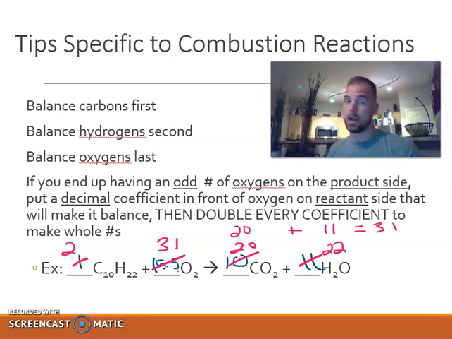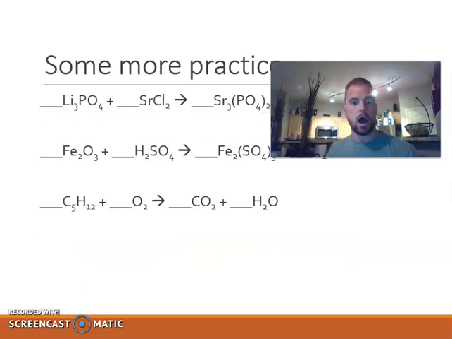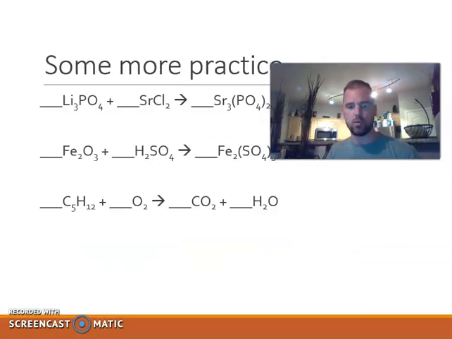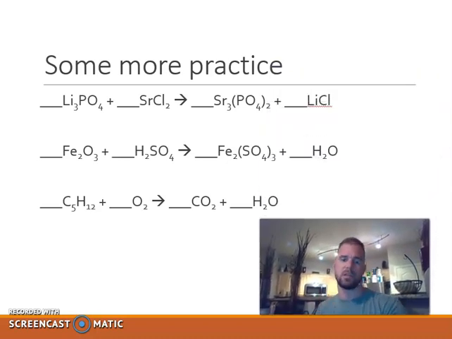And like I said, it's not uncommon to have very large numbers for your coefficients for these types of reactions. So keep that in mind. All right, I'm going to actually let you look at this one. So pause the video, and I want you to try doing these on your own. And then you can resume the video so you can get the answers.